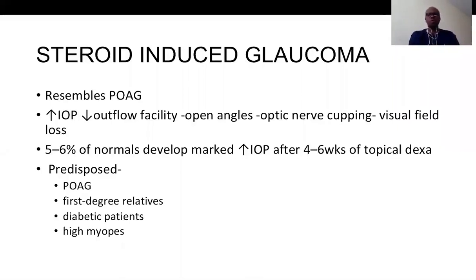Some people will respond to steroid in inhalers given to asthmatics. Some will respond to steroid deposits used to treat vitreoretinal diseases. So the steroid response may occur notwithstanding the route of administration of the steroid. But the people that are more predisposed to steroid response usually are those that have POAG, first degree relatives of people with POAG, diabetic patients, and high myopes.